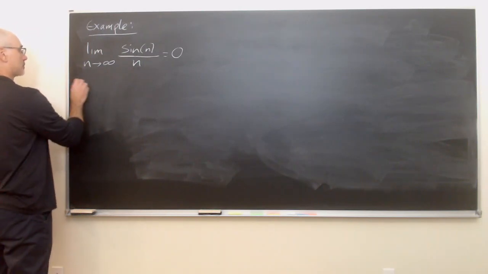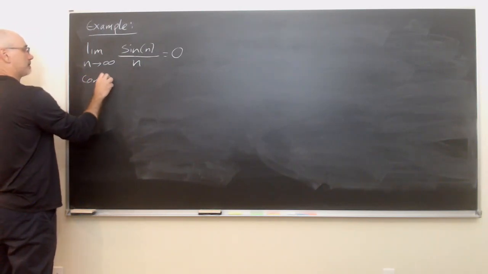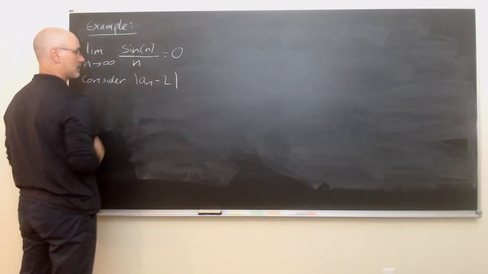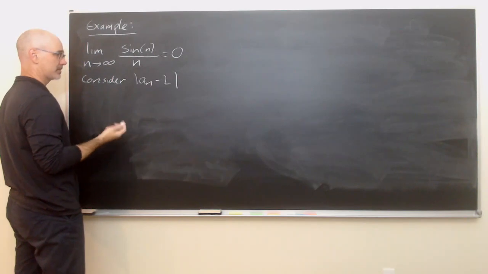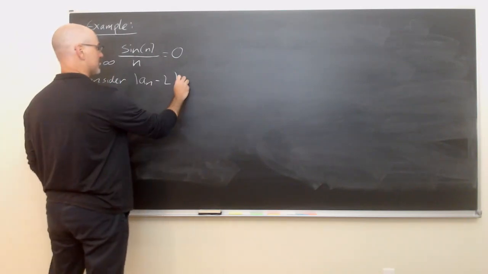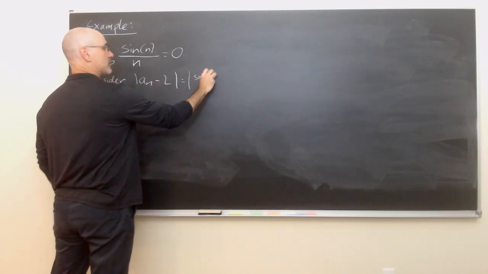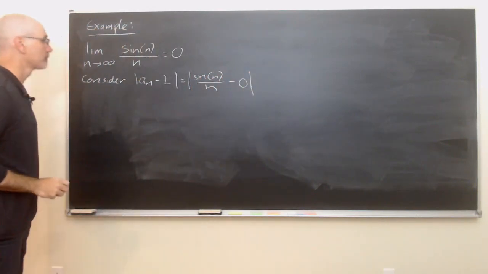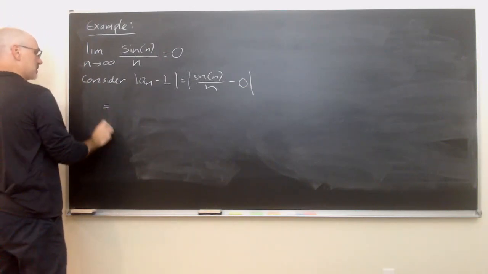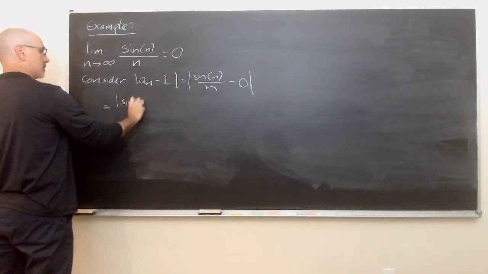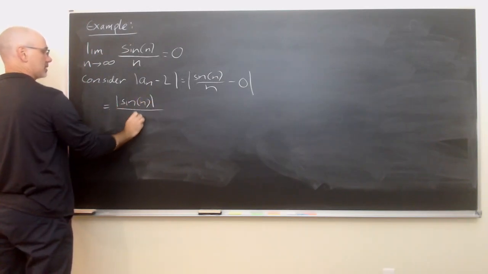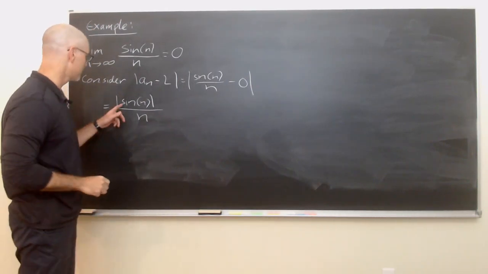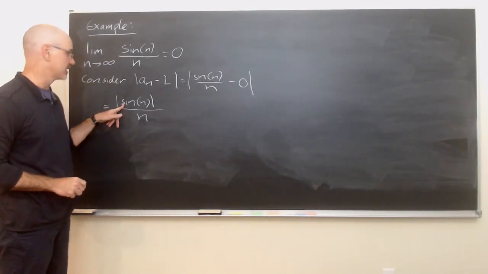Right, so let's consider our sequence, the nth member of the sequence minus the proposed limit. So this looks like sine of n over n minus 0. And that's equal to just the absolute value of sine of n over n. Now I do need to keep those absolute values around the numerator because I can get negative values for sine of n.